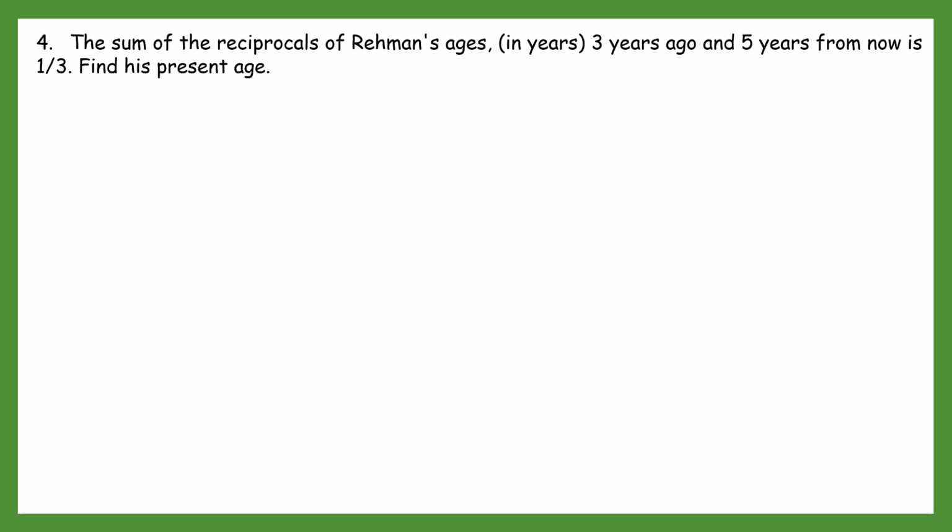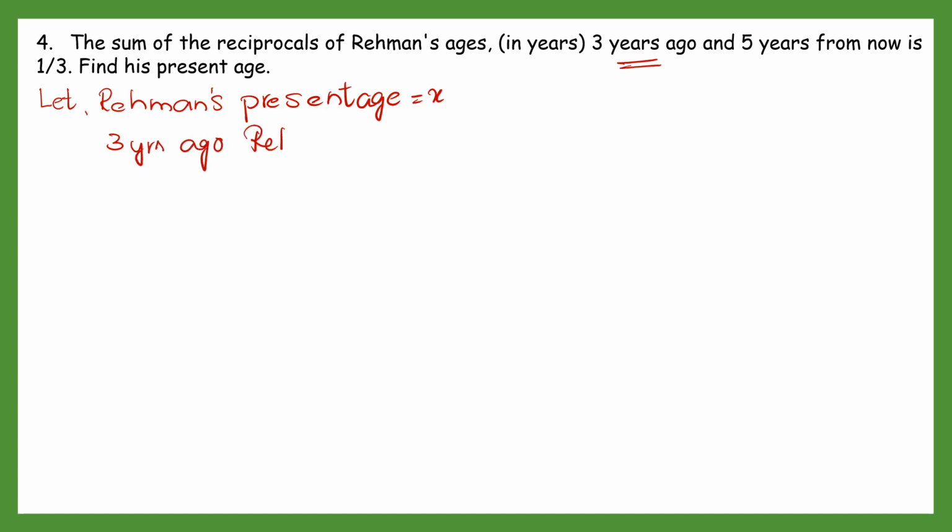First, we don't know Rehman's age. Let Rehman's present age be equal to x. They are telling 3 years ago. So, 3 years ago, Rehman's age is what? 3 years ago means before. So, x minus 3. And 5 years from now.